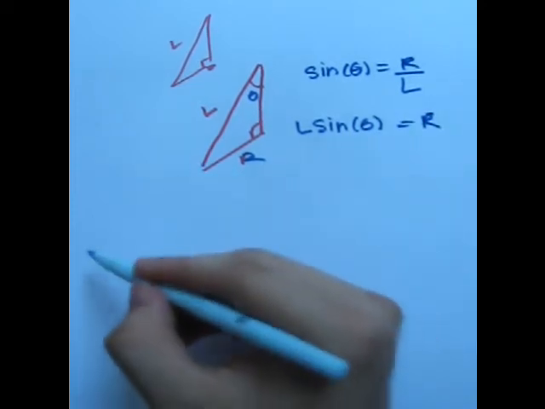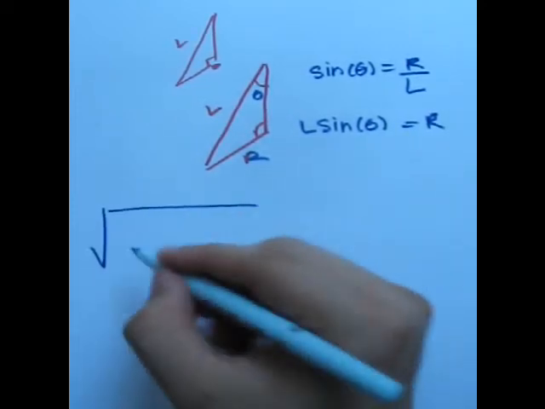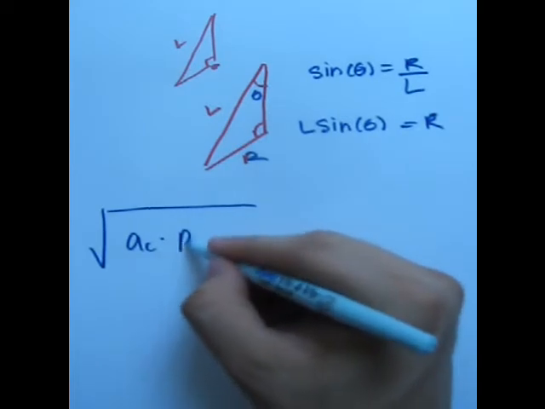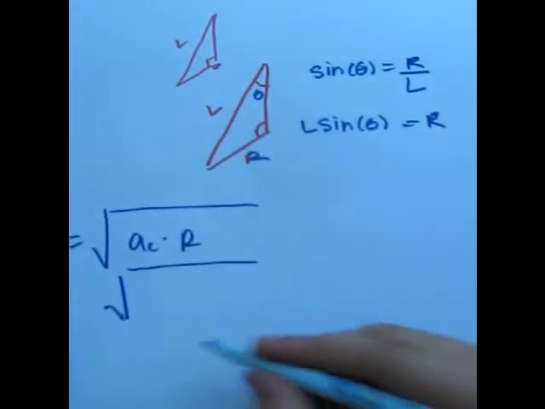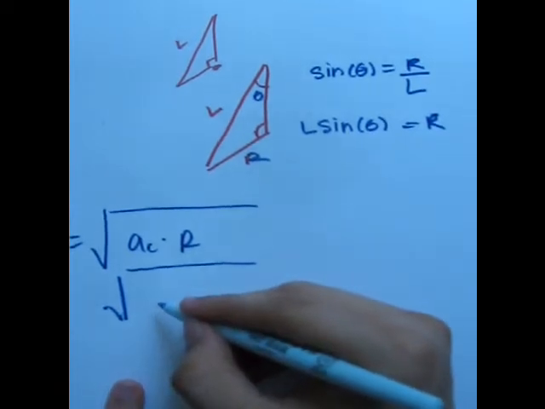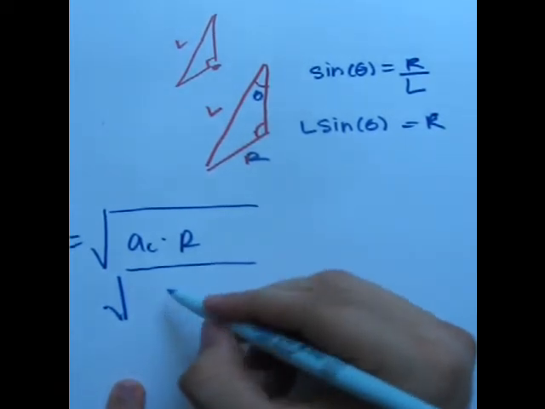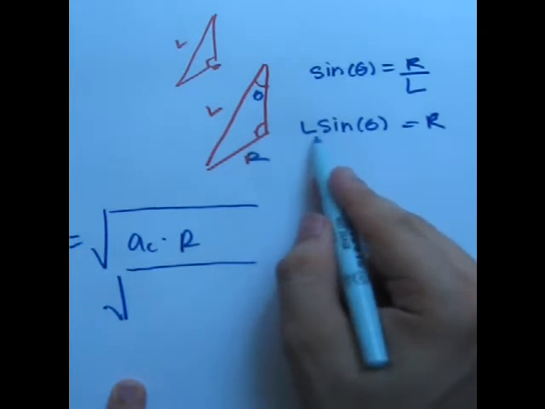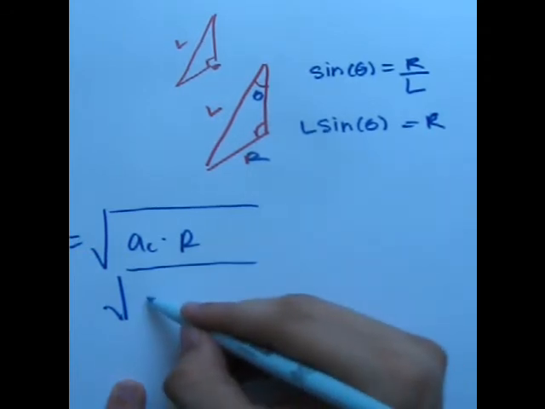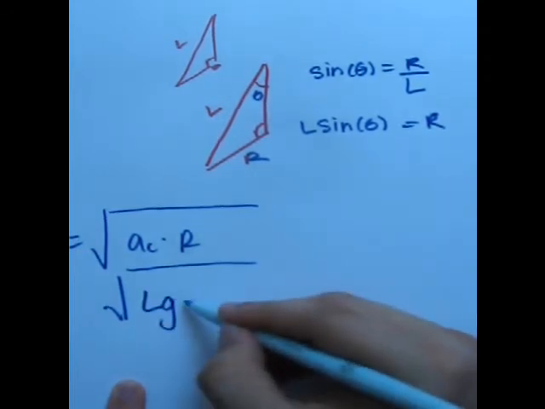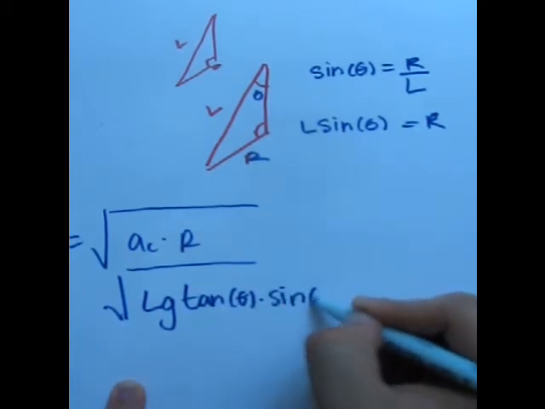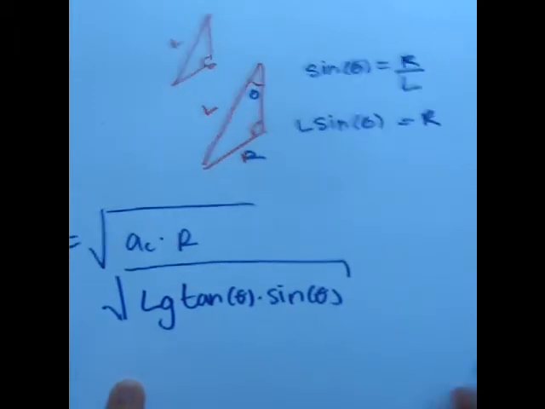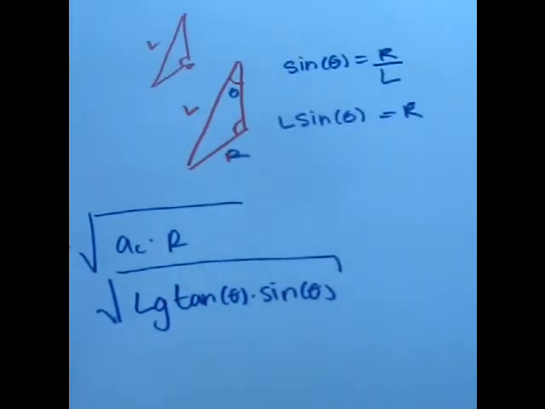Now, I could rewrite my AC times R as AC, which is G tangent theta, and then times R, which is L sine theta. I could just rewrite that as LG tangent theta sine theta. And we're done with that problem.